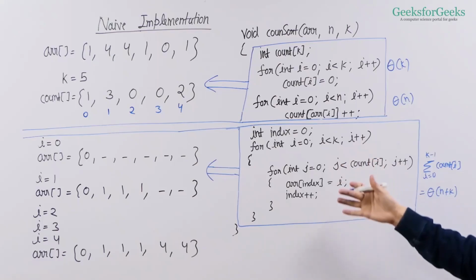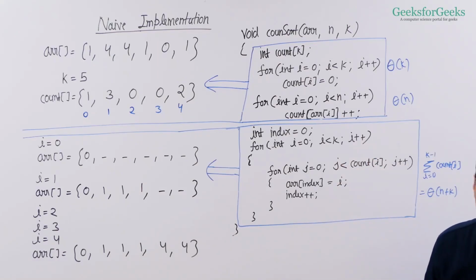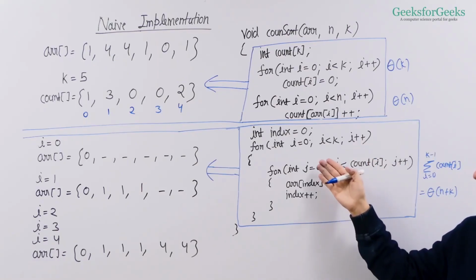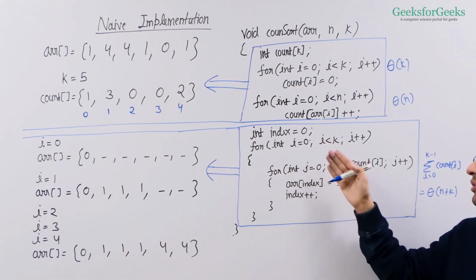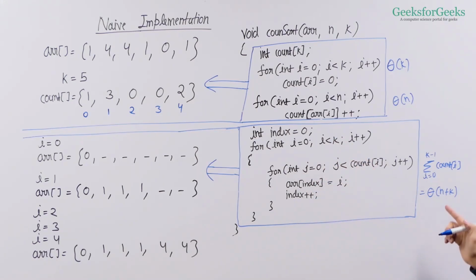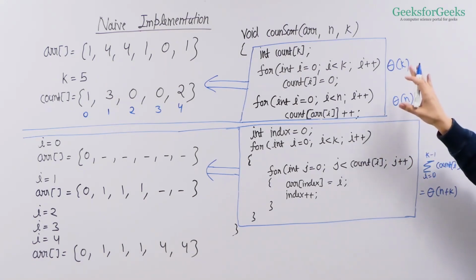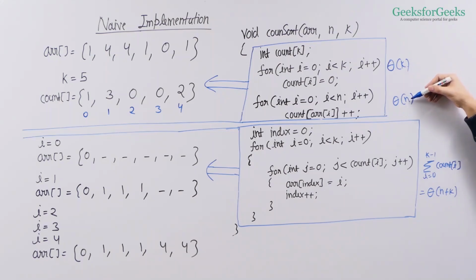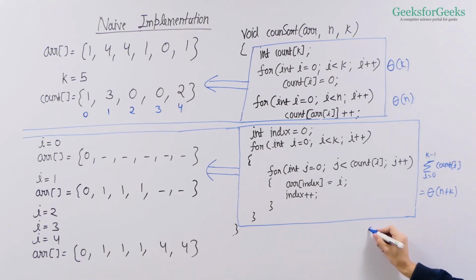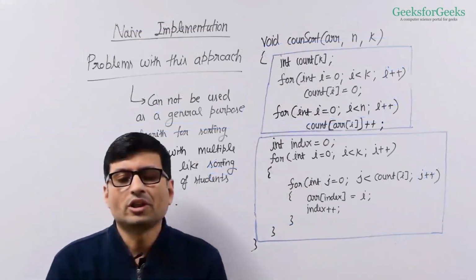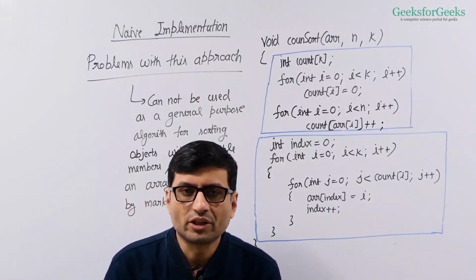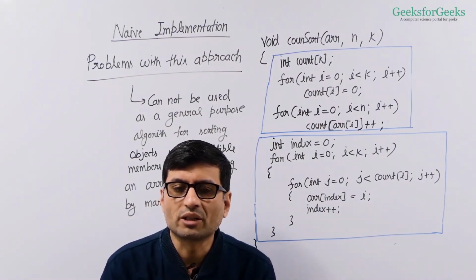But we have an outer loop also. If k is high compared to n, then this outer loop is going to run theta k times at least. So we can say the overall time complexity of this part is theta n plus k. So the overall time complexity of this algorithm is theta k plus theta n plus theta n plus k, which is theta of n plus k. So that's the overall time complexity of this algorithm. The naive implementation that we have written here works in theta n plus k time.